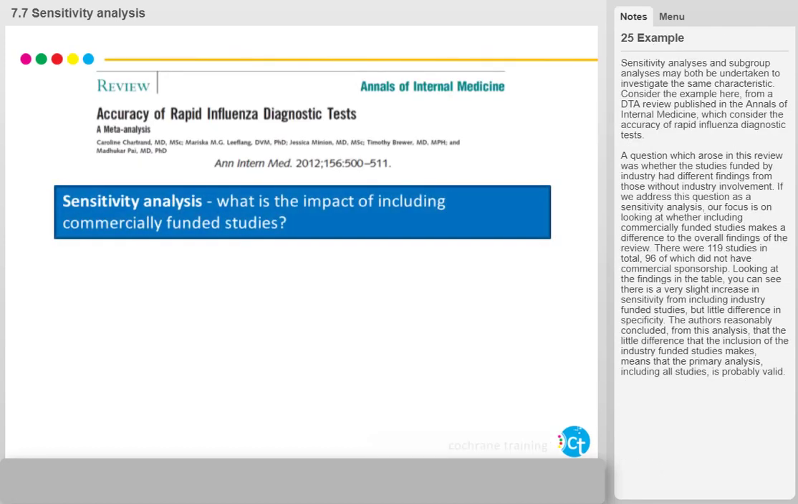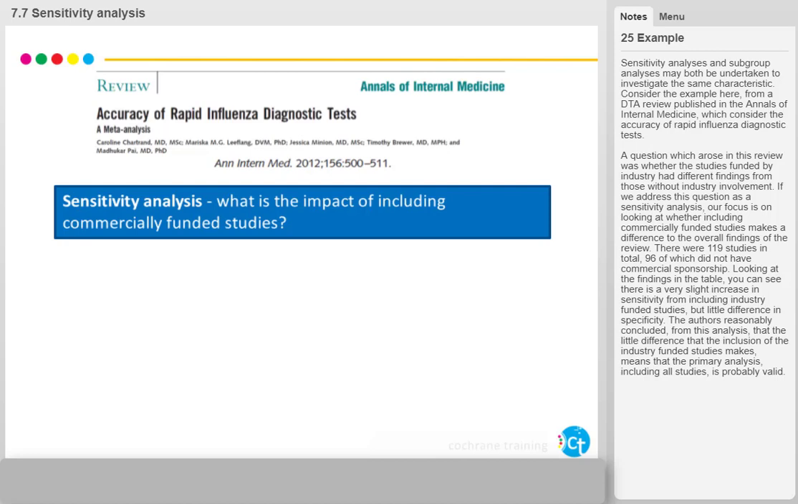Sensitivity analyses and subgroup analyses may both be undertaken to investigate the same characteristic. Consider the example here from a DTA review published in the Annals of Internal Medicine, which consider the accuracy of rapid influenza diagnostic tests. A question which arose in this review was whether the studies funded by industry had different findings from those without industry involvement.